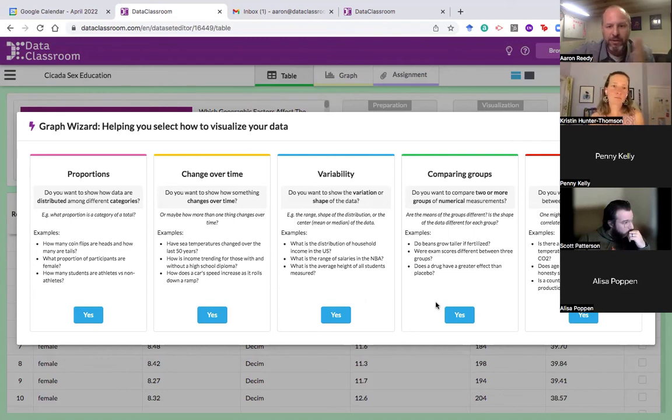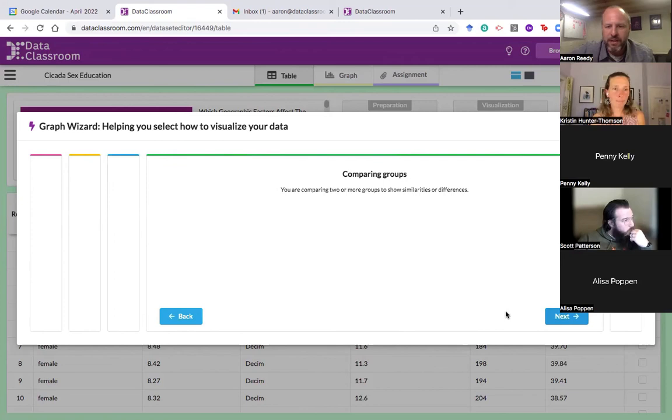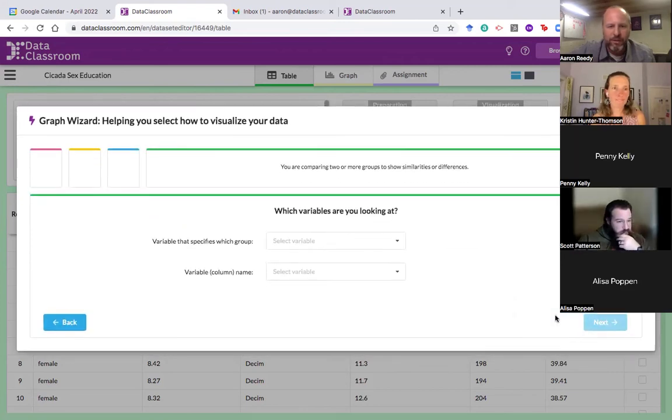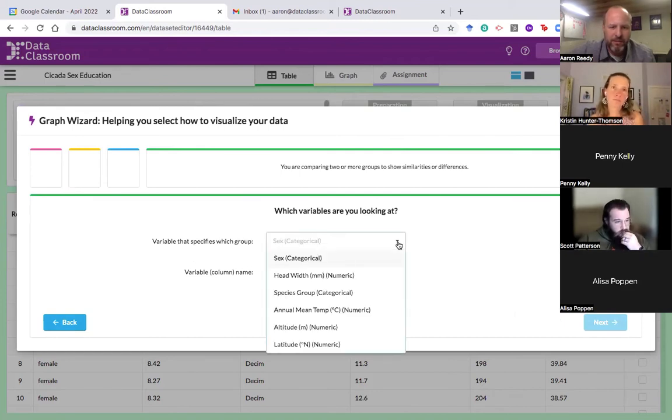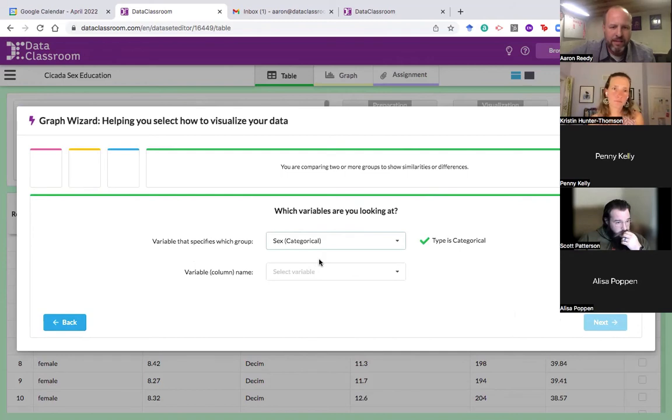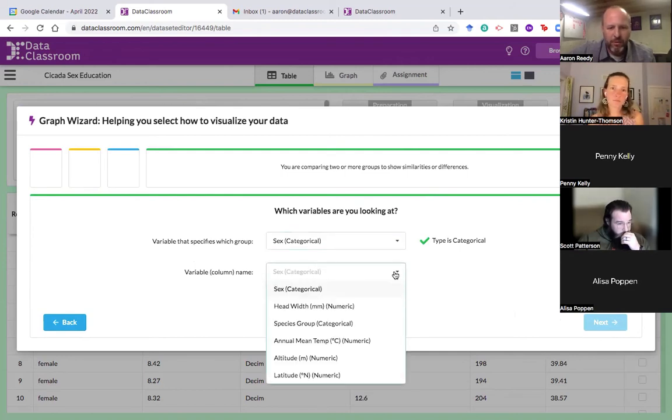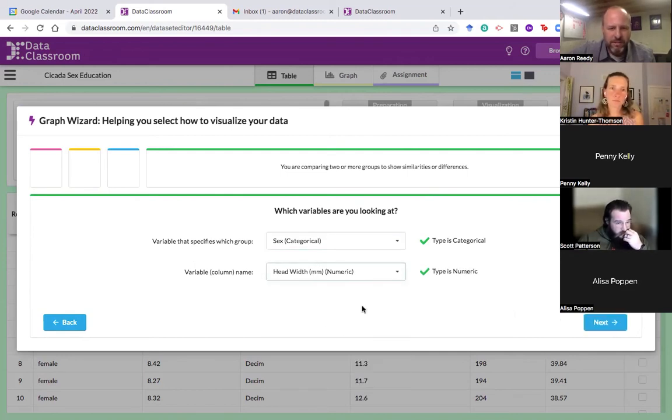To show you how this works, I'm gonna do a question of comparing groups. So say the central question in this activity is, is there a difference in head width between males and females among these cicadas? So if I click yes on comparing groups, and then move forward with the next, it will give me the opportunity to choose a variable type. So which variable specifies the group, and I can say, well, that is sex. And then which variable am I interested in? We'll say this is head width.